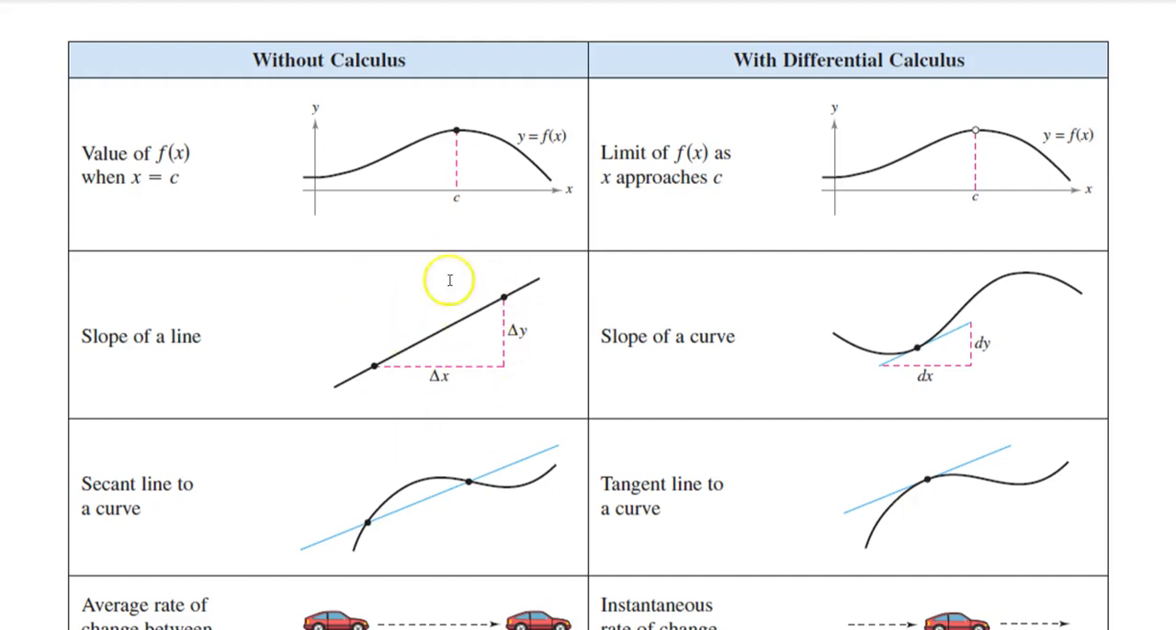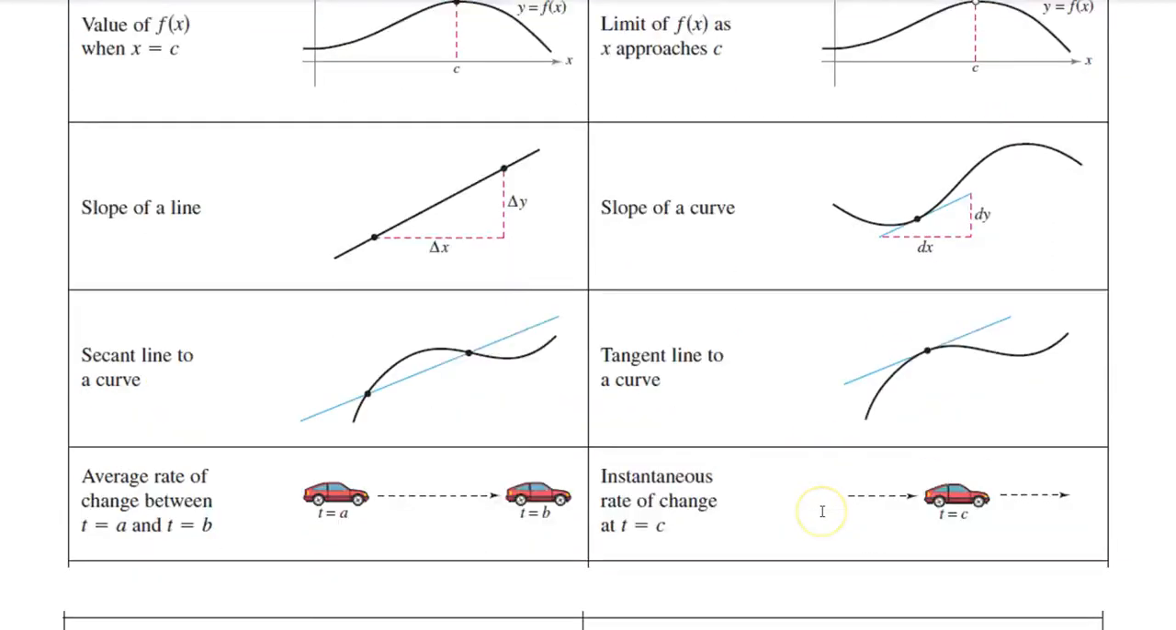Without calculus, you can think about the slope of a line, because it's just rise over run, right? Delta y over delta x. But with differential calculus, you can think about slopes of curves. How a curve, a not straight line, can have a slope, and what that means about the function. Without calculus, you can deal with a secant line, meaning that it goes through two locations. And with differential calculus, we can find a tangent line and its related slope.